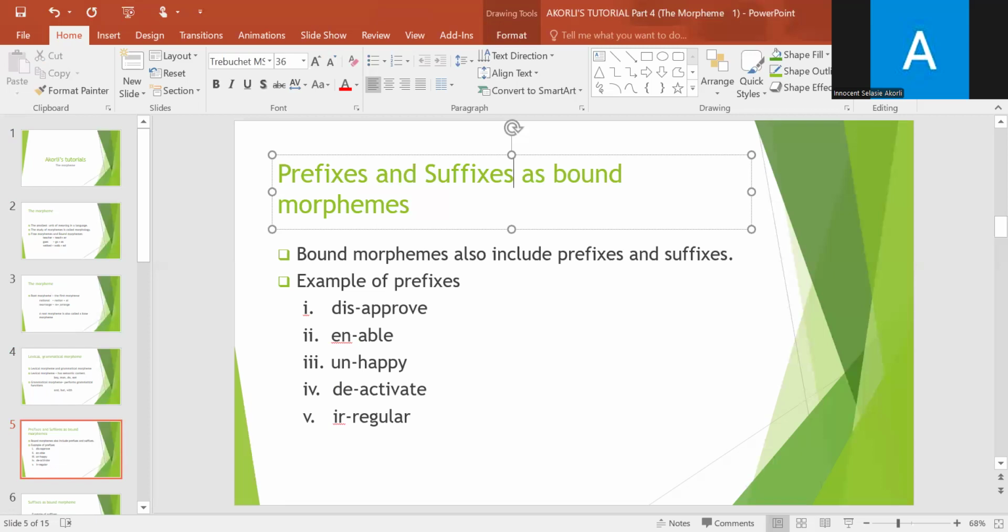So let's look at this. Prefixes normally come before the root or the main word. Prefix, as you can see, to prefix, to fix it, prefix. They're going to fix it all right, but it should be pre. In other words, it comes before the root or the base. But the suffix comes at the end of the base. So now let's look at examples of prefix: disapprove, dis plus approve, disapprove, un plus able, unable, un plus happy, unhappy, deactivate, de plus activate, deactivate, ir plus regular, irregular.